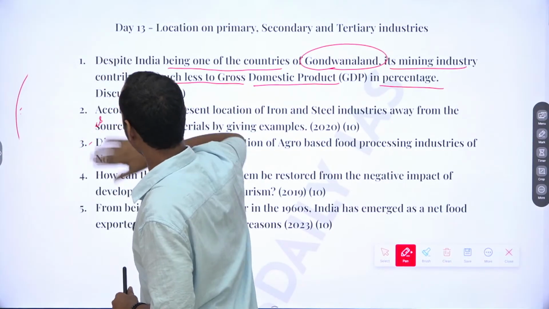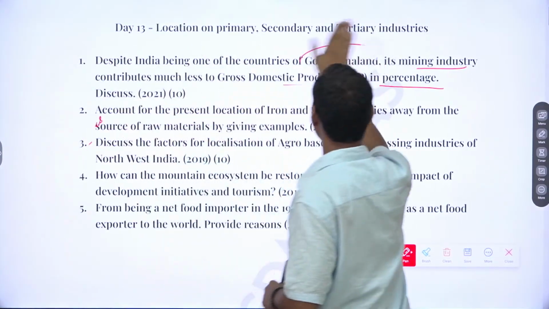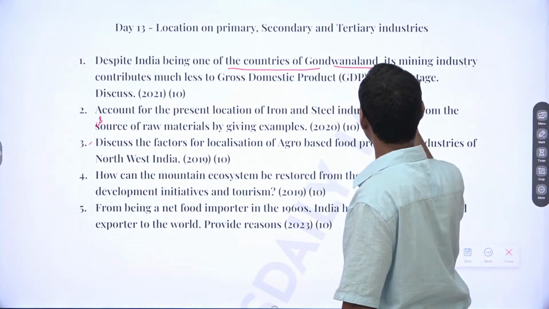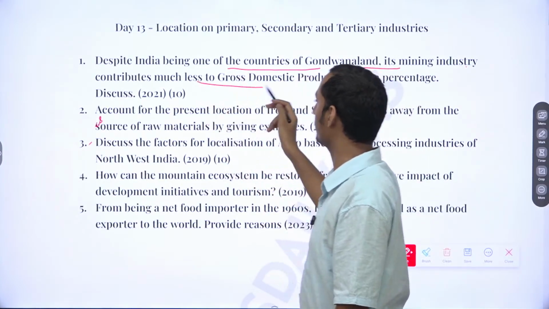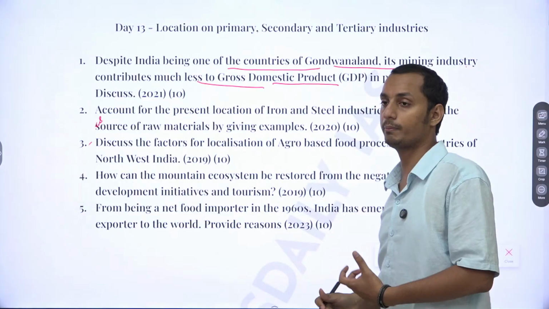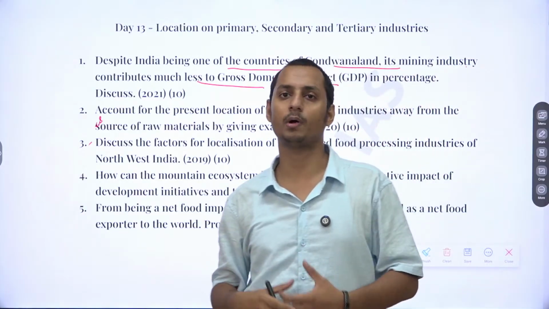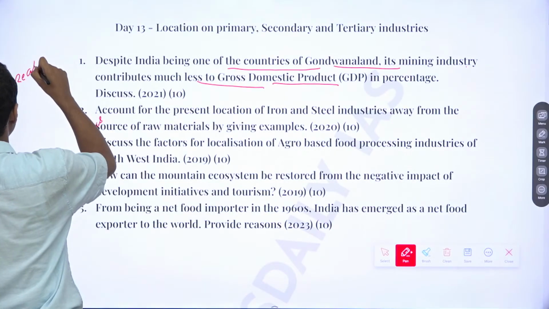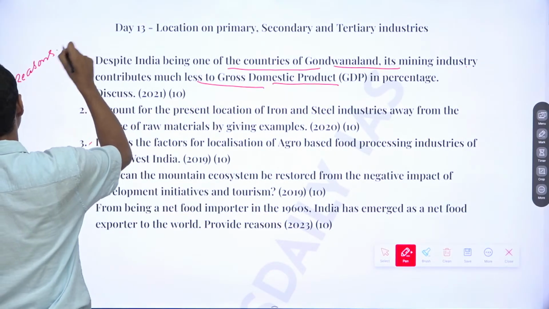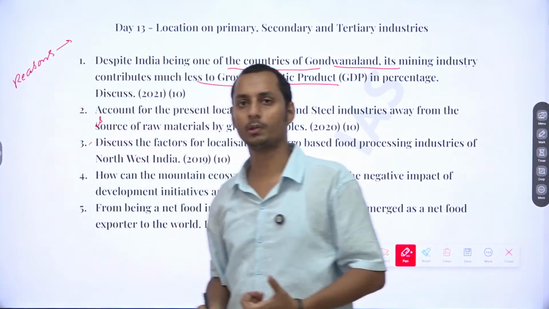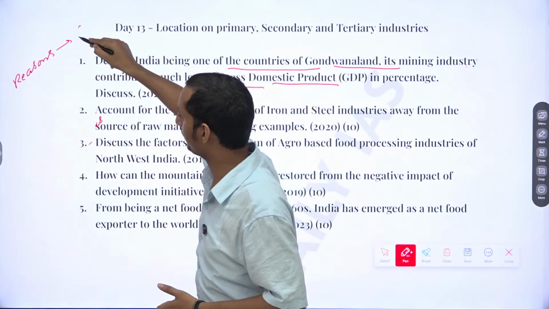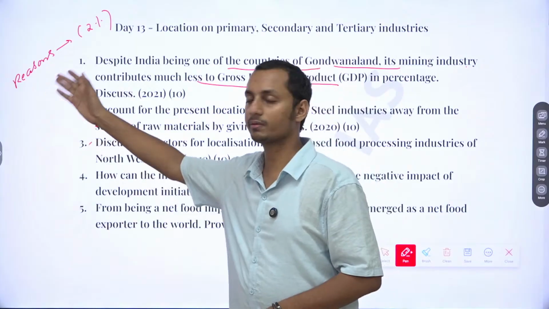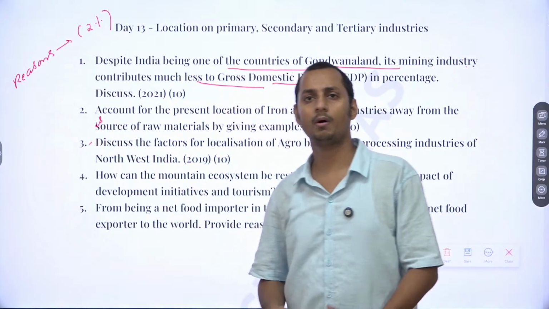Now, what are the body parts here? It's very easy to identify the body parts for all these questions. So here, despite being one of the countries of the Gondwana land, its mining industry contributes much less to the gross domestic product. So what will be the first body part here? The first body part, you have to mention what are the reasons for the poor GDP contribution by mining sector. I guess only 2% or something. 2% is the contribution by mining sector in India. So what are the reasons for the 2%? And mention all these different factors.